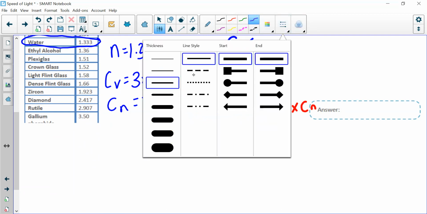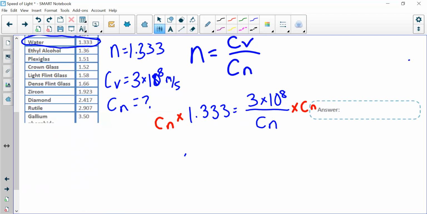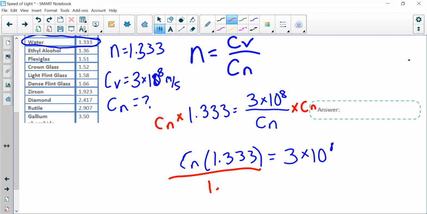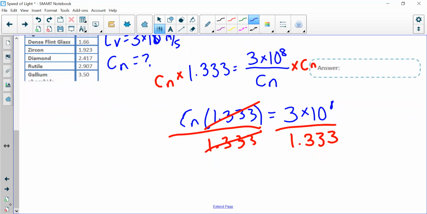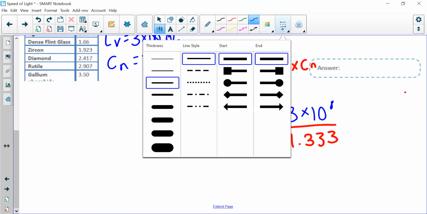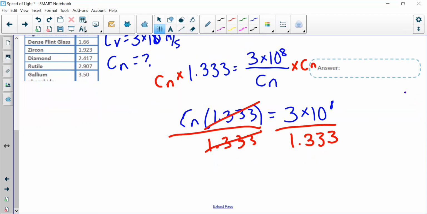It's a little bit of rearranging when you have to find what's in the denominator. So then I have CN times 1.333 equals 3 times 10 to the power of 8. But then I have to divide off the 1.333. This is where it's going to get tricky. We have to figure out how to do this on our calculators. CN equals 3 times 10 to the power of 8 divided by 1.333. Okay, you guys are going to want your calculators because we have to figure this out together.